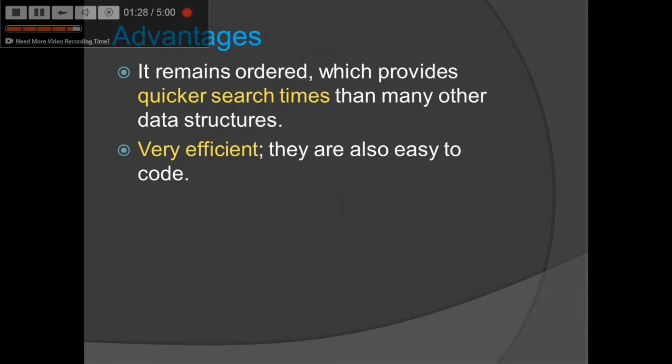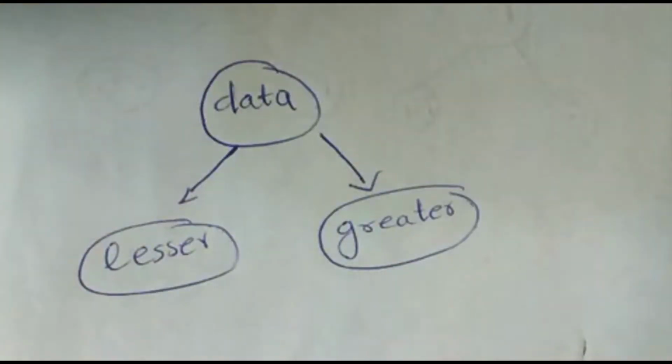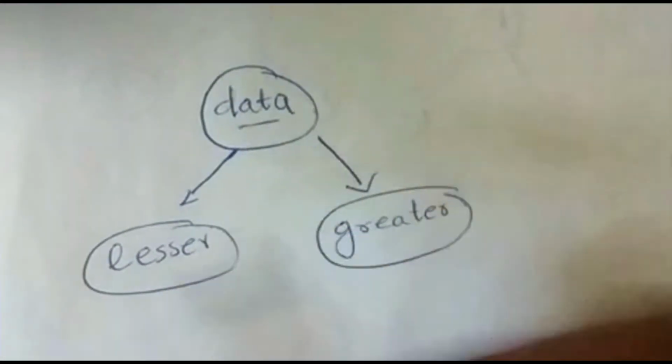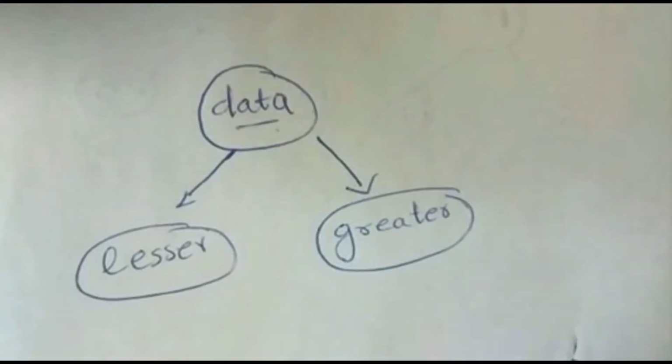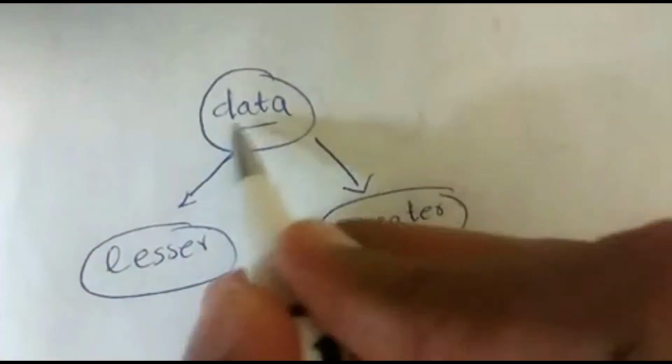The advantage of a binary search tree is it remains ordered, which provides quicker search times, and it is very efficient. They are also easy to code. It is a tree where each node has a left and right node. For a binary search tree, the values of the nodes to the left side of the root node will be lesser than the value of the root node, and the values of the nodes to the right side of the root node will be greater than the value of the root node.